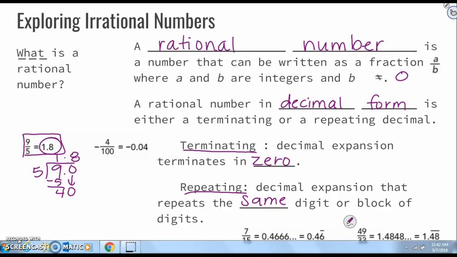The next one is 49/33. That is 1.4848 and so on. As you see here, we have two numbers that repeat, the 4 and the 8. So our bar notation goes over both the 4 and the 8.